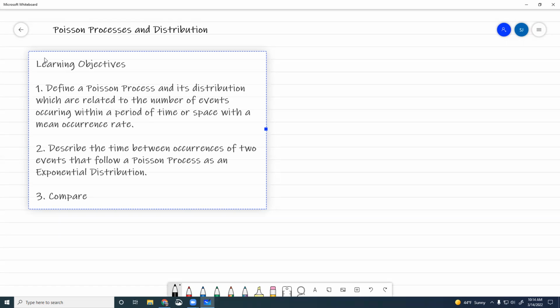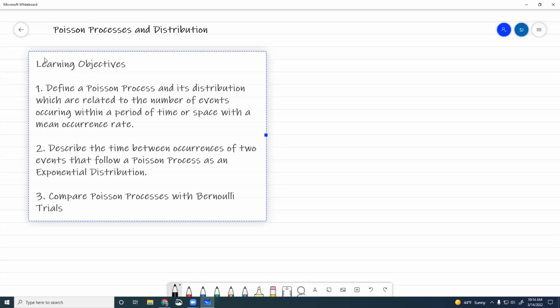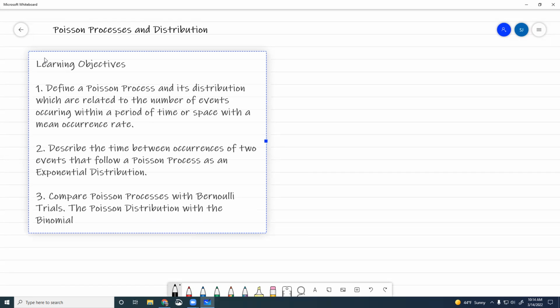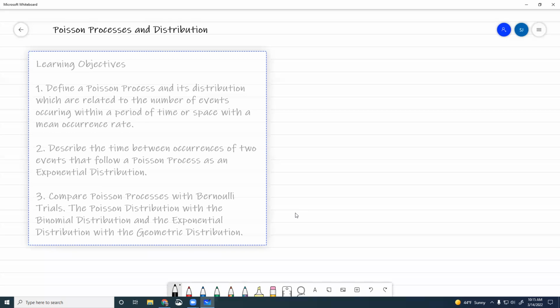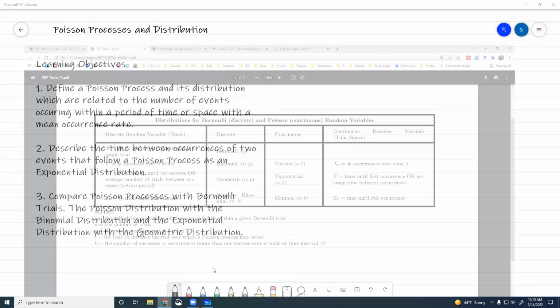And then finally, we're going to compare Poisson processes with Bernoulli trials, the Poisson distribution with the binomial distribution, and the geometric distribution, well, I'll keep it this way, the exponential distribution, and that's that table that I introduced that we'll talk about in a second.